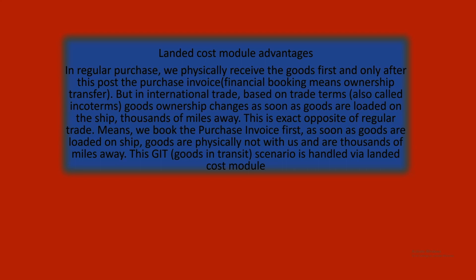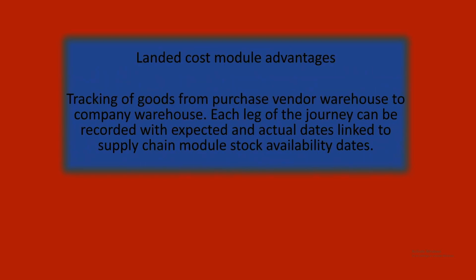This is the exact opposite of regular trade, meaning we book the purchase invoice first while the goods are thousands of miles away. As soon as they are loaded on the ship, goods are physically not with us, but the ownership is with us. So this scenario, which is goods in transit, is handled using the landed cost module.